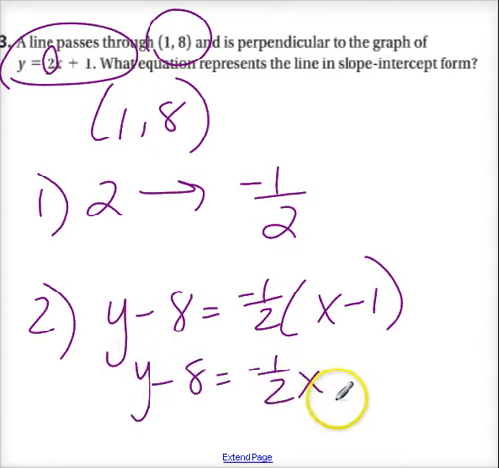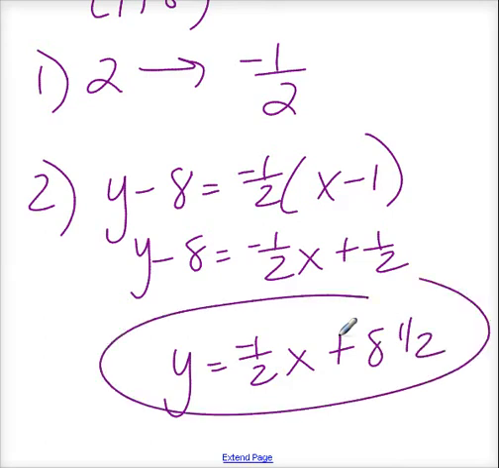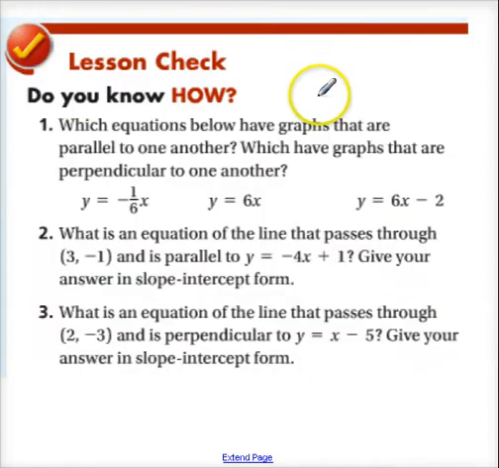Simplify. Add 8, plus 8.5. There we have it. So I go from point-slope to y = mx + b. Okay, there's our lesson, 5-6.